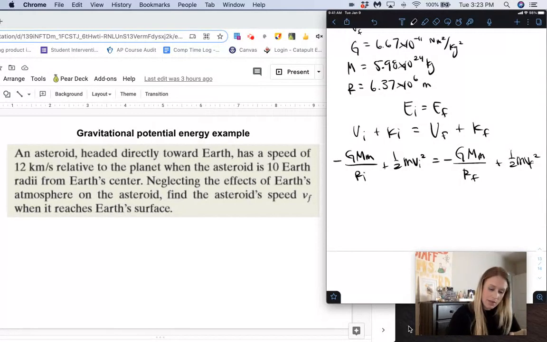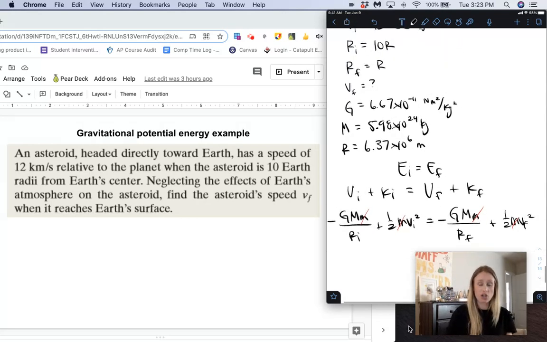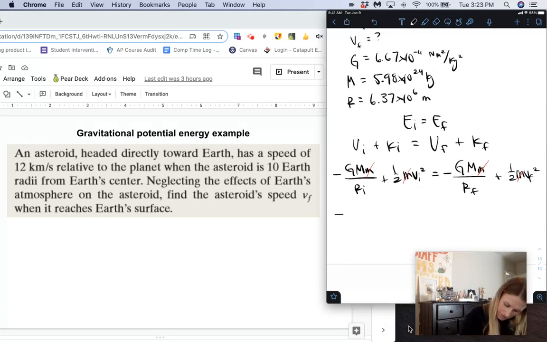All right, the little m in this case is the mass of the asteroid, so that little mass all cancels out from everything. And then we can just start simplifying here. Now I'm going to insert for r initial and r final my 10R and R. So I get negative GM over 10R plus 1/2 v initial squared equals negative GM over R plus 1/2 v final squared.